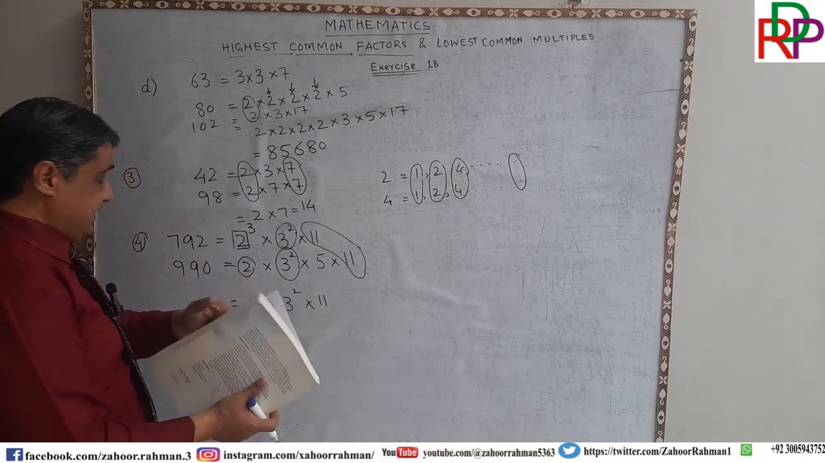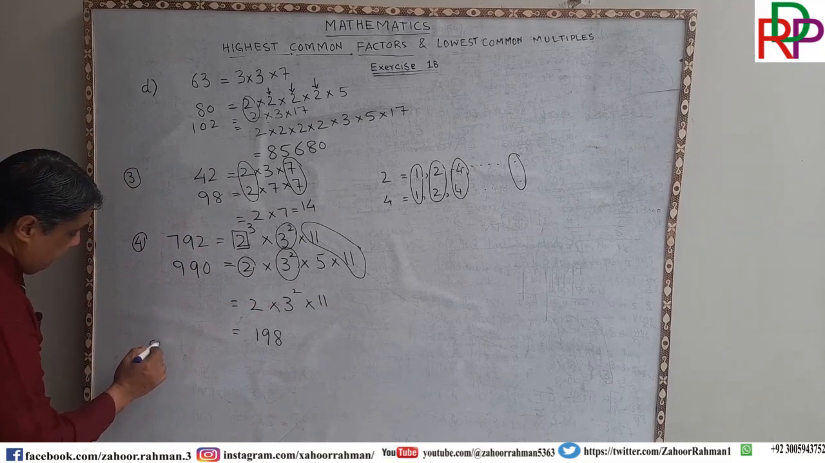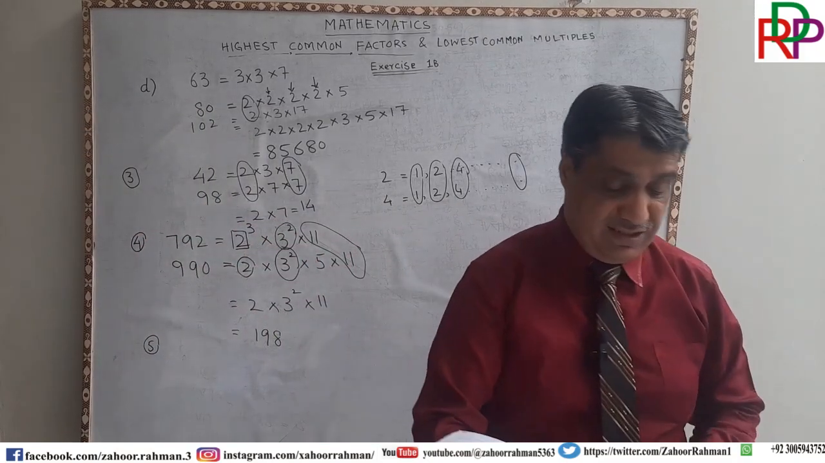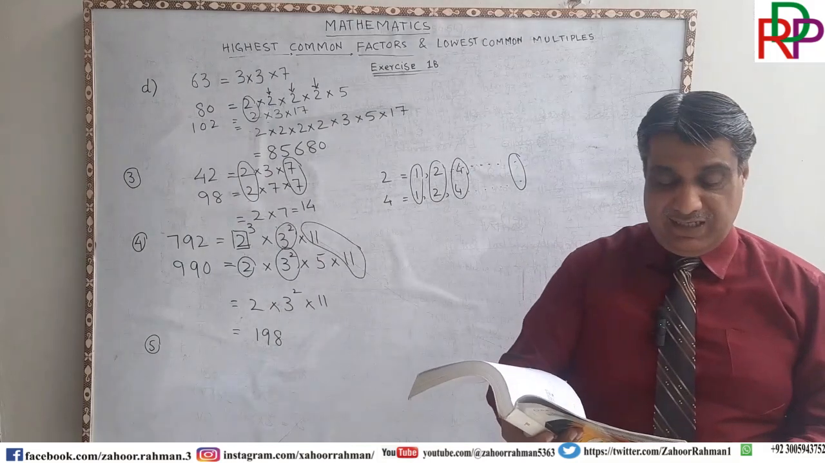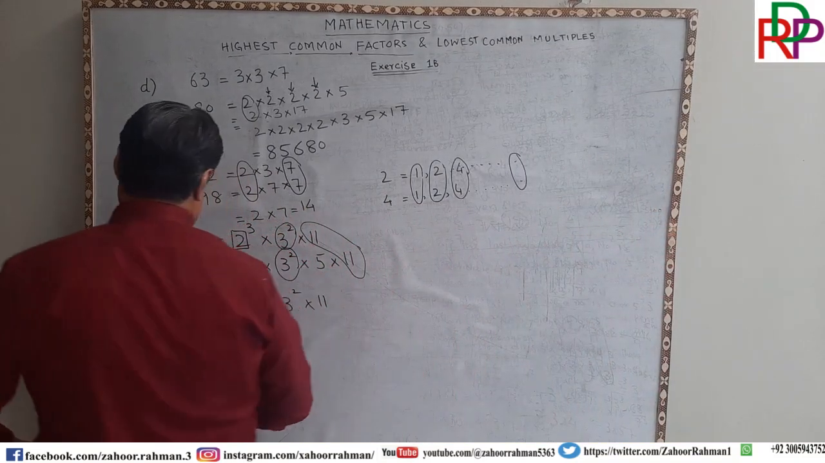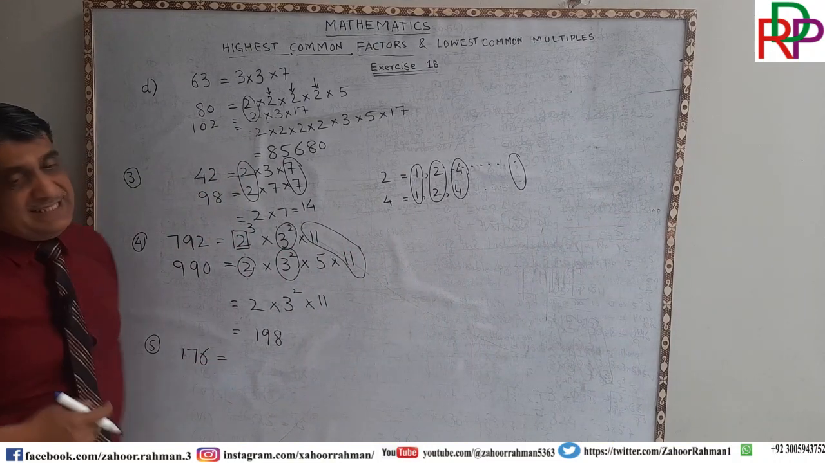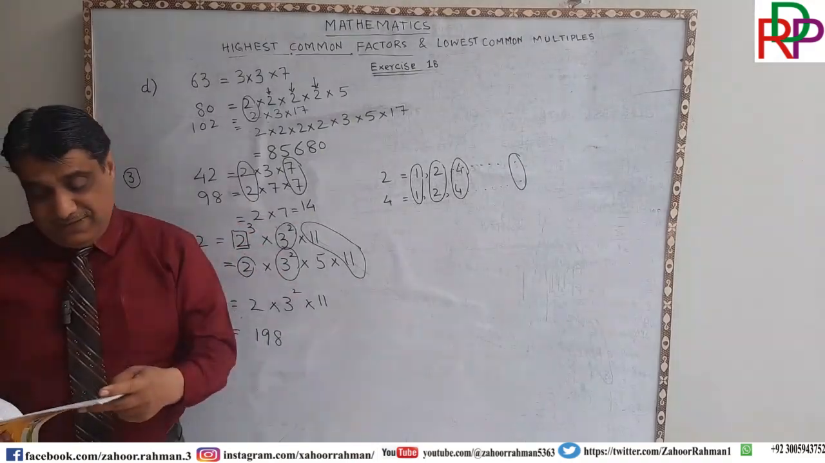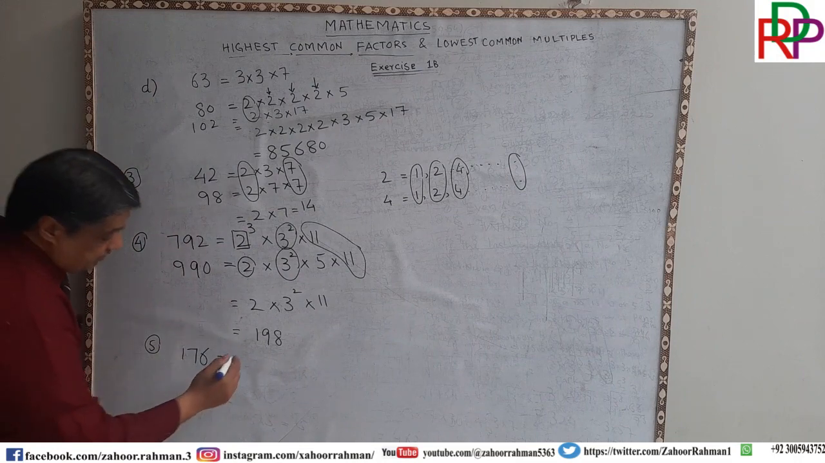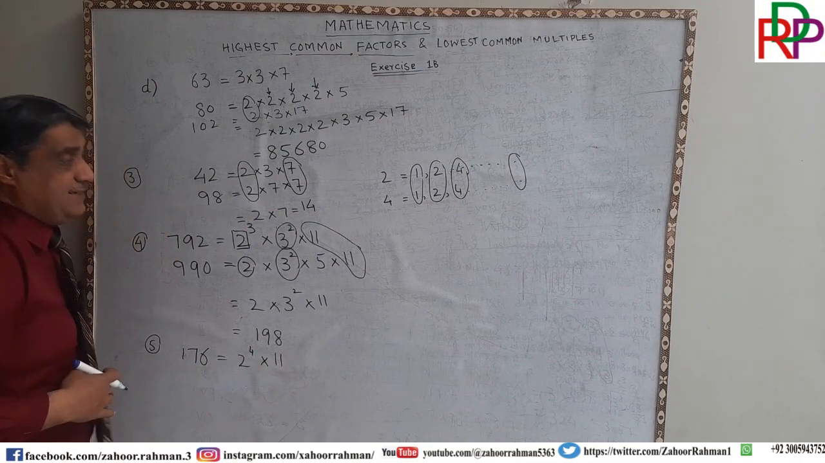198, and that is the answer. Question number 5. We are doing it in exactly the same fashion as question number 4, with only the values different. The first one is given as 176, and the factors are given in the book: 2 raised to the power 4 and 11.